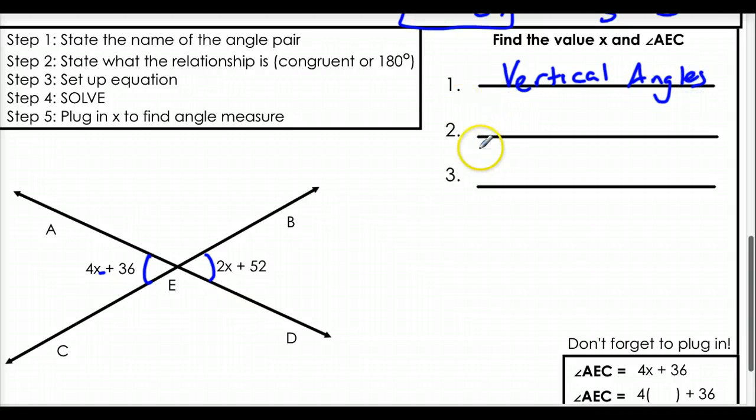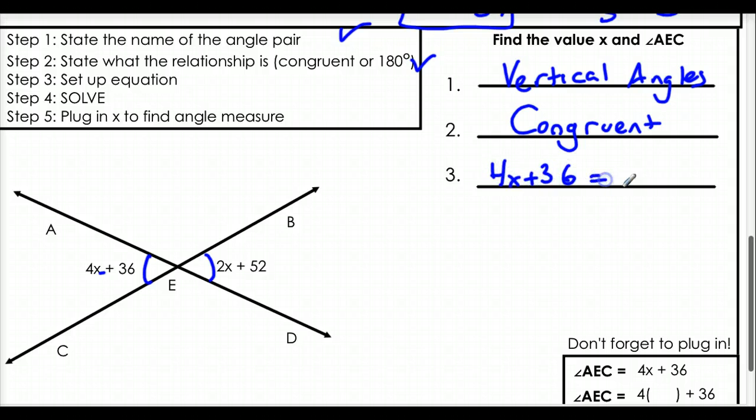The next part is to state the relationship. Vertical angles are congruent. These two angles are congruent. So now we're going to set up our equation based on that. When two things are congruent, they're equal. So I would say 4x plus 36 is equal to 2x plus 52, right?